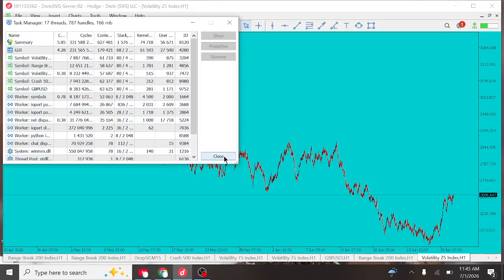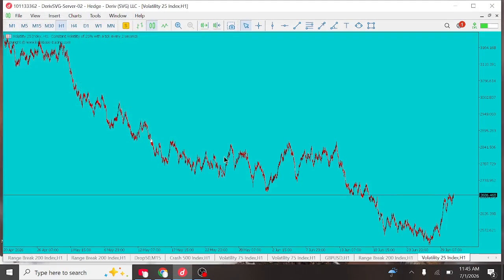Now, I am going to show you how to use this indicator. I'm using VIX 75 as an example on 1 hour time frame. Okay. Now, there are two ways to use this indicator. The second one is the best way, and I'm going to be teaching you. Okay. I'm going to be showing you how to use it. I'm not going to hide anything from you.